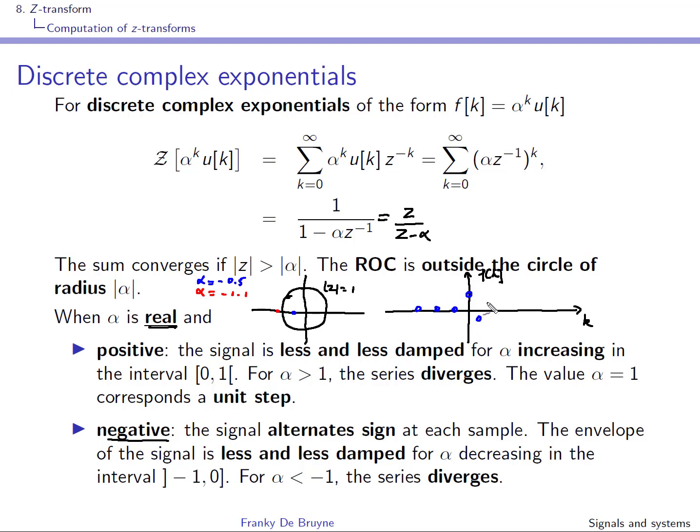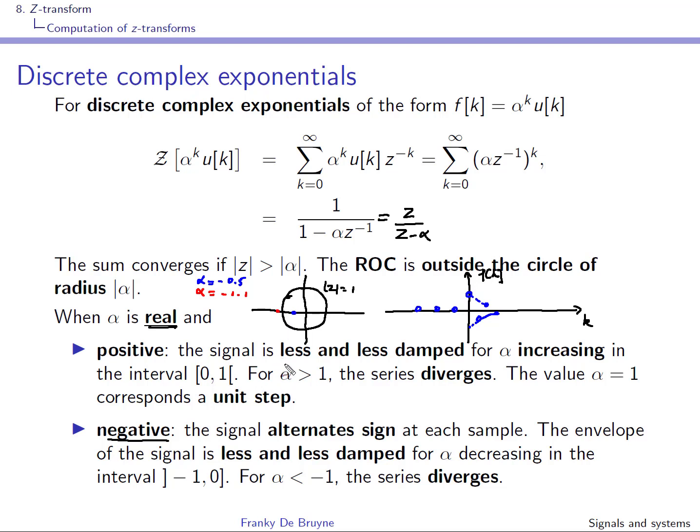When k is equal to 2, you'll have 0.25. And here something negative. So you see here indeed that the signal alternates sign, but if you would take the modulus, you still have something, right? If you draw it, it's still something that is exponentially decreasing. So this corresponds to the case where alpha is negative but inside the unit circle.